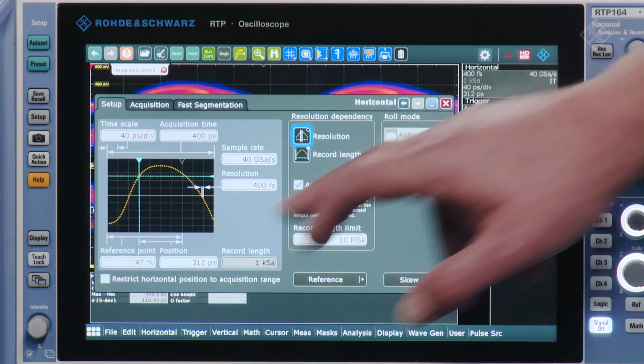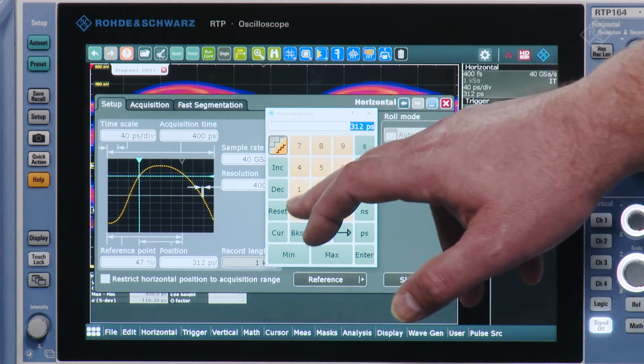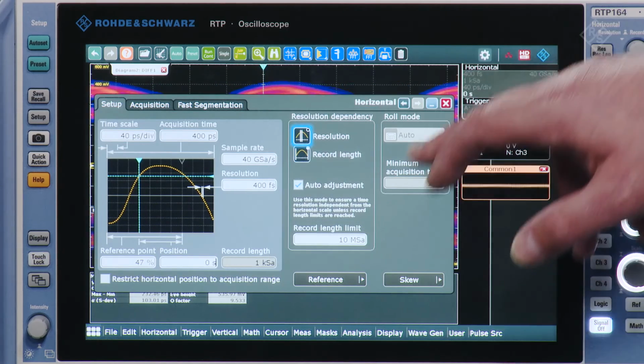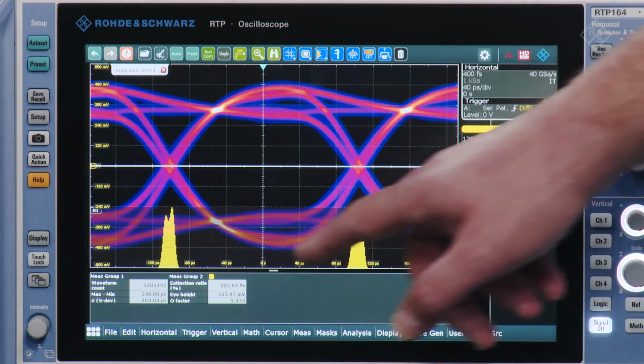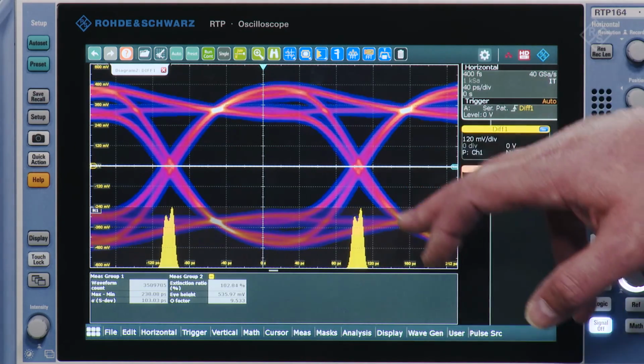We basically don't need the shift in the position anymore. We can go back to the origin. And here we are. We see, first of all, a very nice eye pattern, which is extremely symmetrical. Have a look at the two histograms for both edges. They look identical. We have a very good Q factor for the eye.